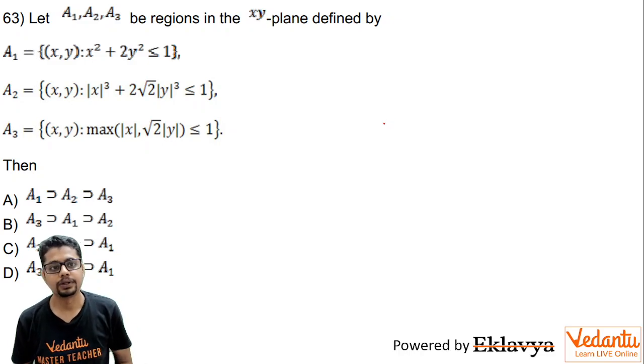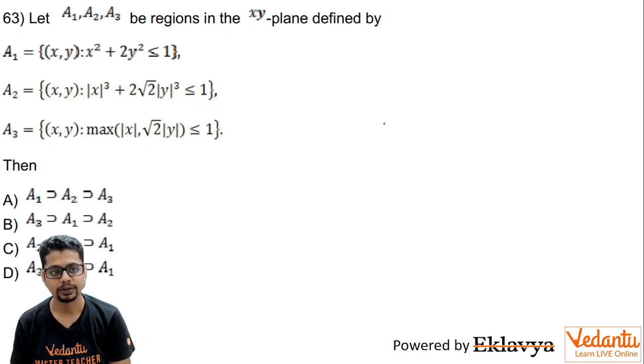Hi everyone, the question is: let A1, A2, A3 be regions in the xy plane defined by A1, which has all the points (x, y) such that x squared plus 2y squared is less than or equal to 1. A2 has all the points (x, y) such that mod x cubed plus 2 root 2 mod y cubed is less than or equal to 1. A3 has all the points (x, y) such that the maximum of mod x, root 2 mod y is less than or equal to 1.